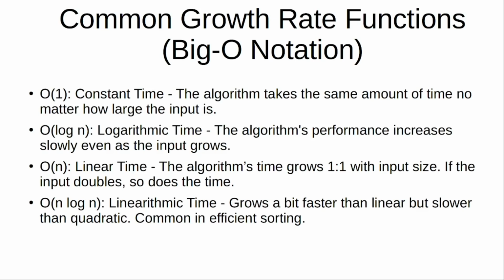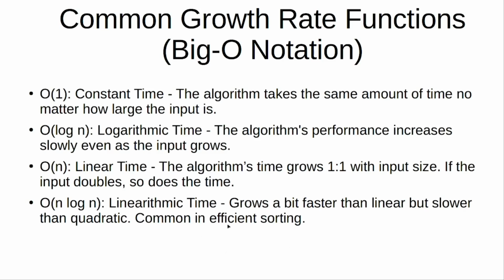We have logarithmic time. The algorithm's performance degrades slowly, even as the input grows. An example of this would be binary search, because each step cuts the problem in half, so it grows pretty slowly. And then you have linear time, represented as O of n. The algorithm's time grows 1-to-1 with input size. If the input doubles, so too does the time. So I like to think of this one as 1-to-1. An example would be looping through an array one time. You have to do this n times, for every element.